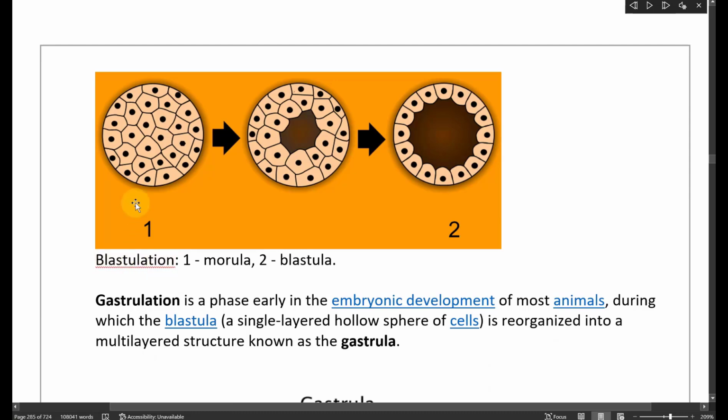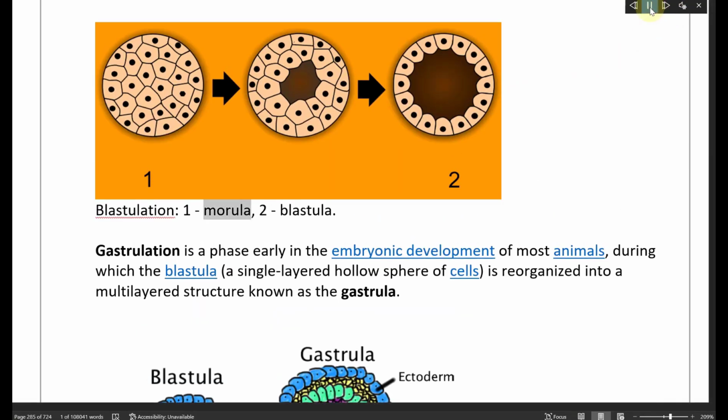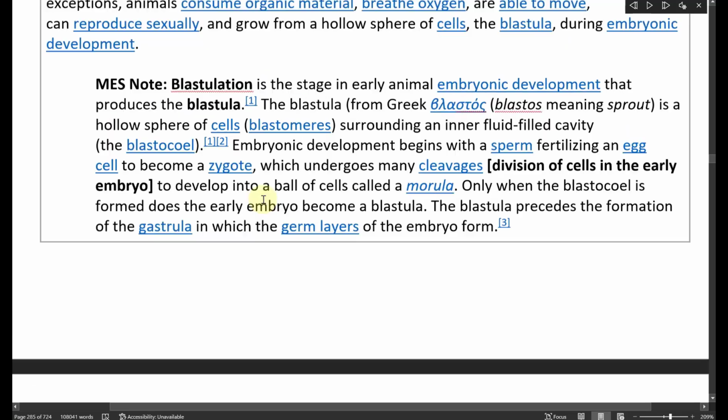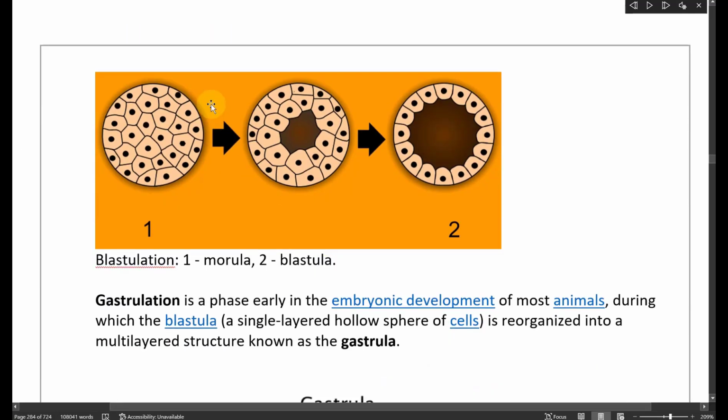So here's a figure. So there's blastulation. So you have one morula. Remember, the morula is over here. So zygote gets a bunch of cleavages, and then it gets over to the morula over here. So into a ball of cells. And then you have the blastula. Then you'll have the inner fluid cavity, the blastocele forming, and then you get this blastula. It's a hollow ball of cells filled with fluid there.